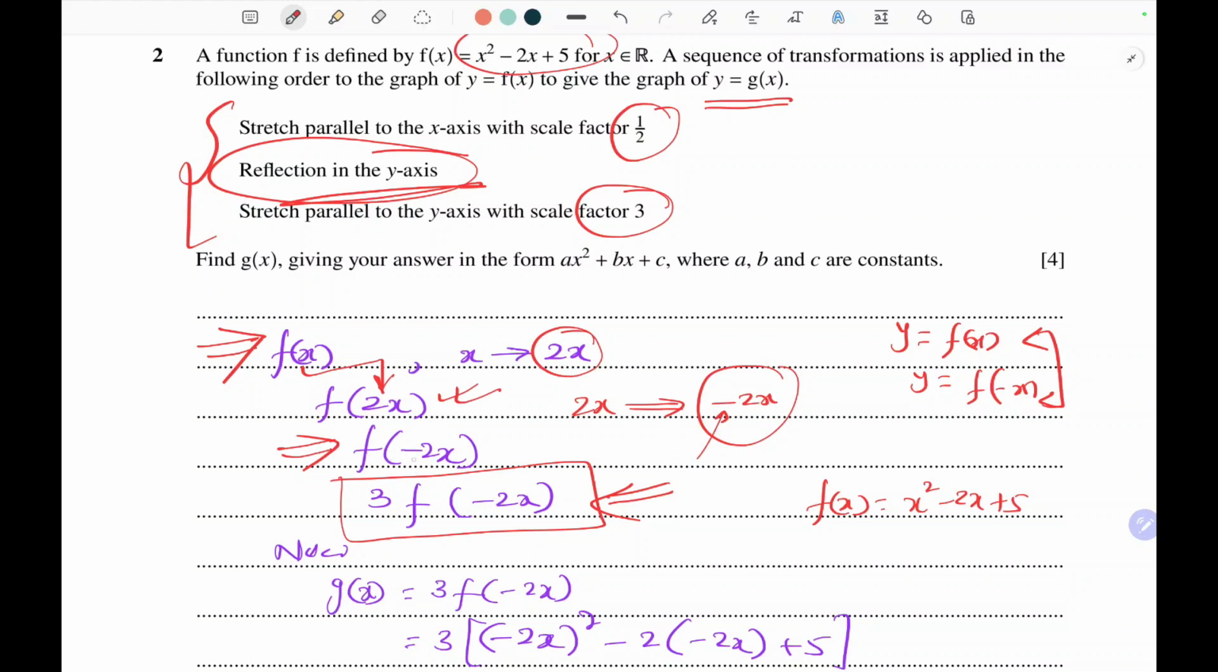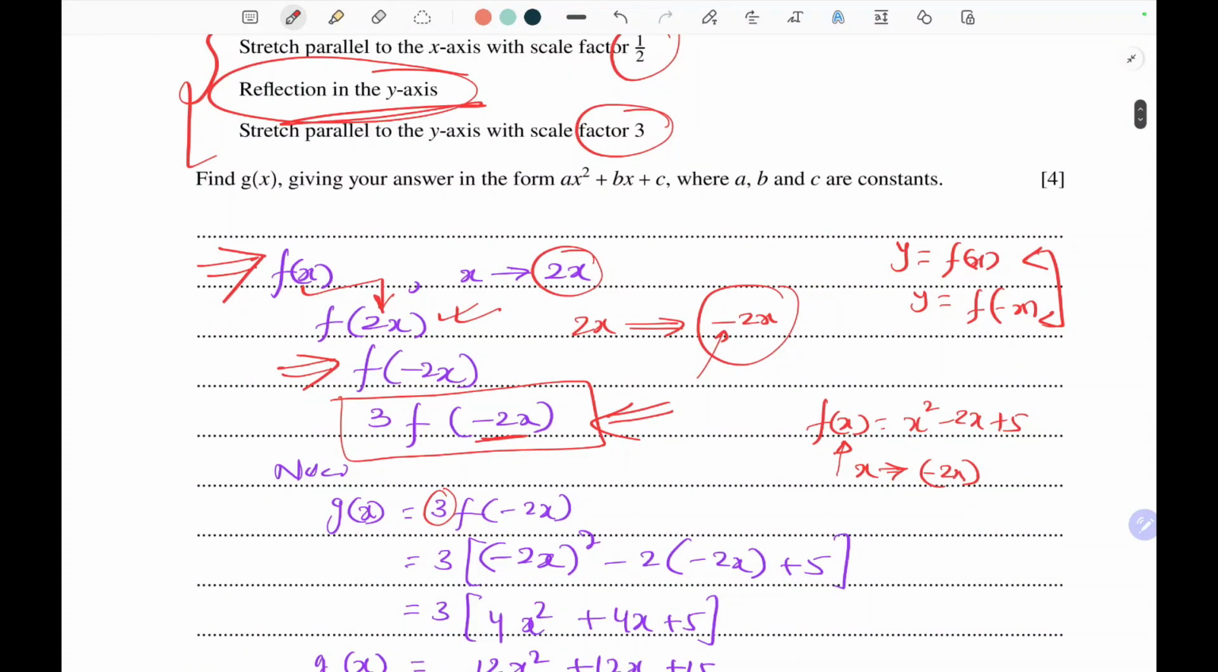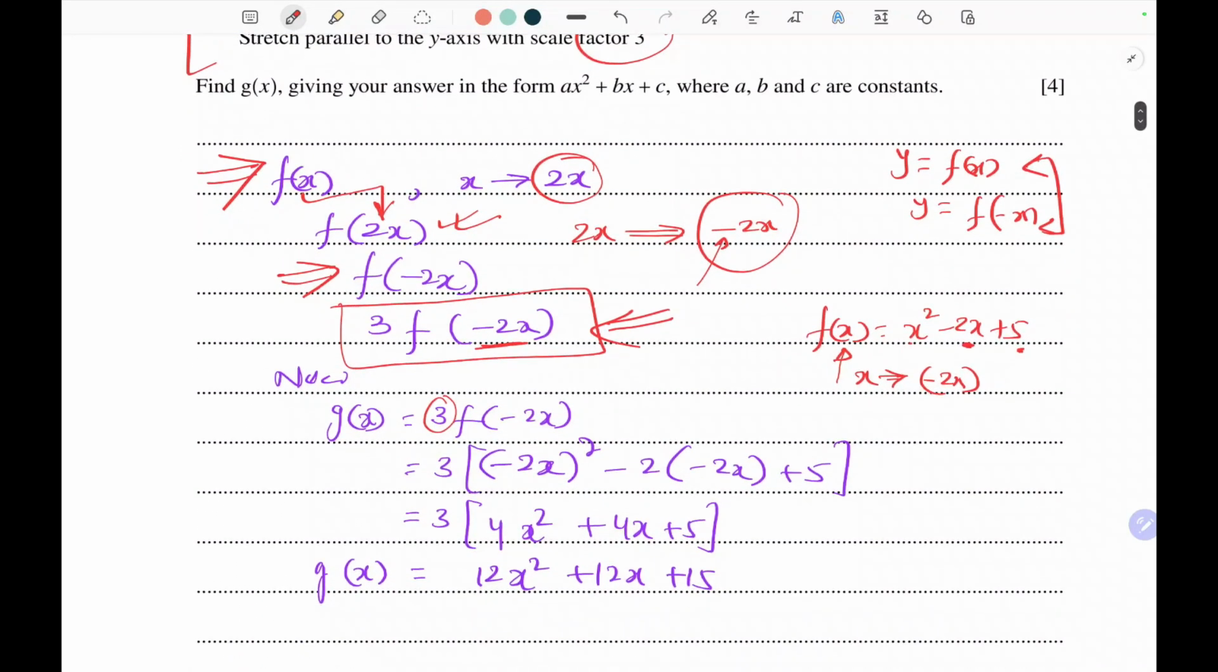We need to find f of 3 times f of minus 2x. So 3 will be 3, but in this case, x we have to replace with minus 2x. So f of minus 2x will be minus 2x whole square, twice of minus 2x plus 5. So 3 is outside, minus 2x whole square minus 2 times this x, minus 2x plus 5. So 3 is outside, minus 2x whole square is 4x square, minus times minus it's plus 4x and plus 5.